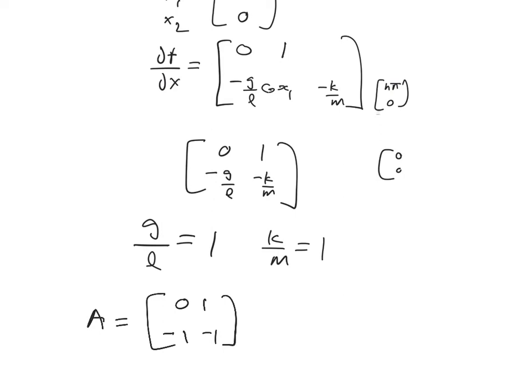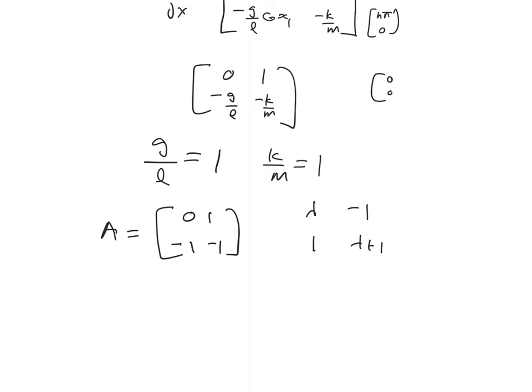I'm trying to see if it's a stable node or something more. So if we find the eigenvalues, it will be lambda minus 1, what is that, 1, lambda plus 1, right? So it will be lambda square plus lambda plus 1 equals 0. Now we can compute the roots for this. It should be minus 0.5 plus minus j 0.866. I'm just writing it down, you can compute.